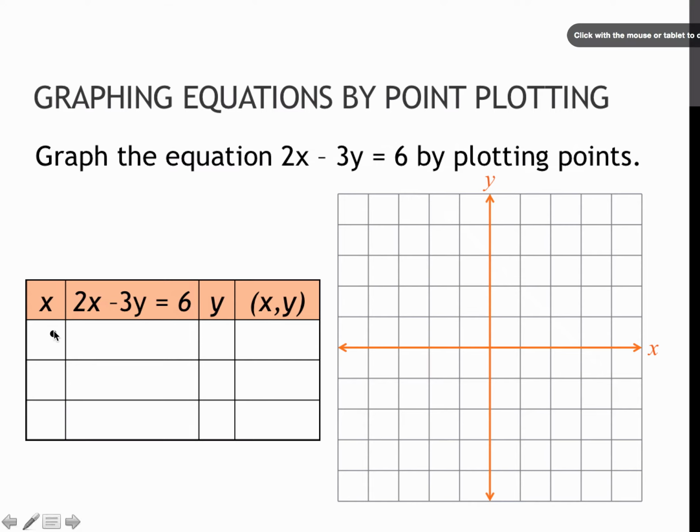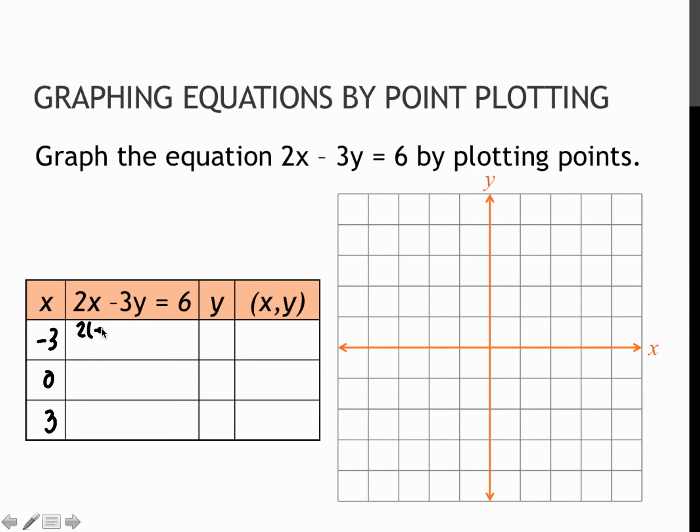I again am going to make up some values, and I'm going to be very careful this time, because if I make up a value like 1, just because I've done this a lot, I know this. If I make up the wrong values, I'm going to end up with fractions, which are not so fun to graph. So I'm going to choose negative 3, 0, and 3.